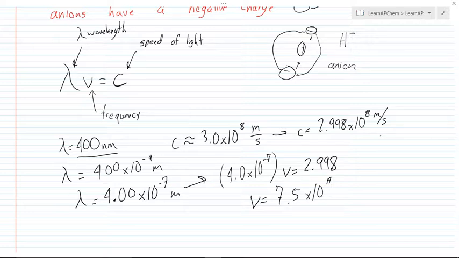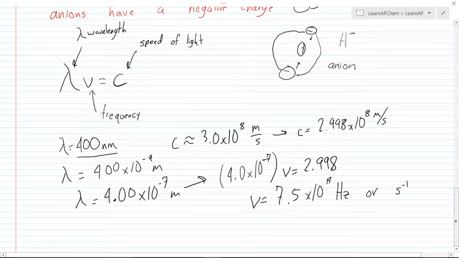If you didn't know the units for V in this equation, you would have to do that. But I went over this in my video, and the units for V in lambda V equals C is hertz. So you can just write hertz. You can also write seconds inverse.